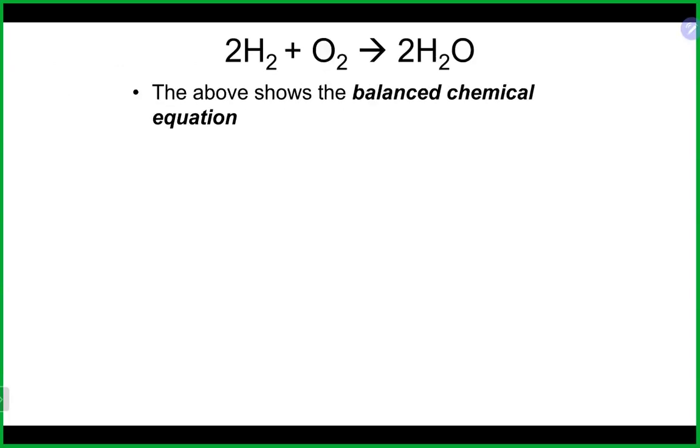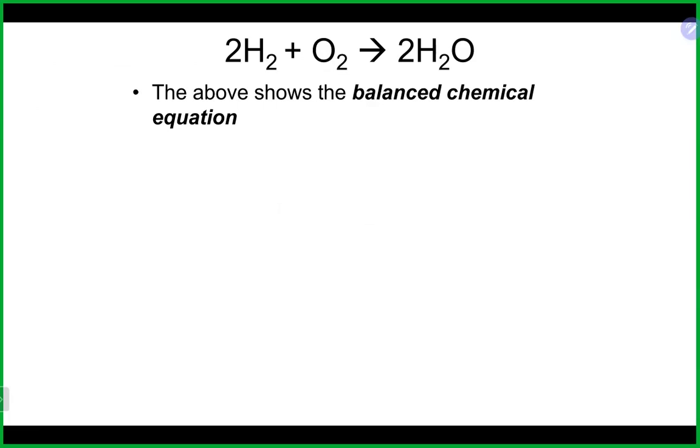So we're going to start with really balancing equations and writing equations. So when we look up here, this is a balanced chemical equation. Whenever we use a chemical equation, we want to make sure that it is always balanced. And what that means is we have the same number of elements on each side of the arrow. That is based on the law of conservation of mass, which means that we do not create nor destroy any elements in a chemical reaction.